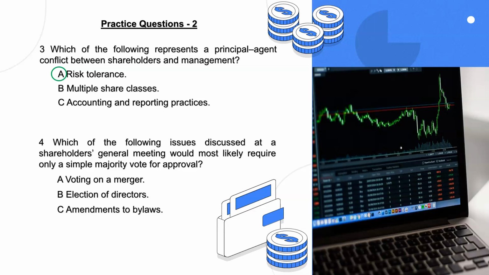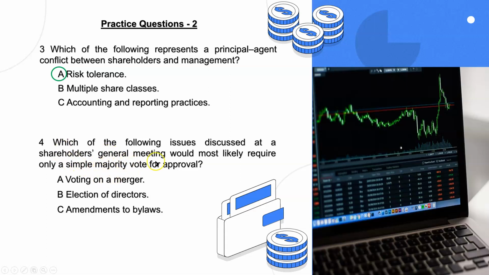Let us see question number 4. Which of the following issues is discussed at a shareholder general meeting? Shareholders meet annually, the general meeting, not an extraordinary meeting, the normal meeting, would most likely require only a simple majority. We know that in the AGM, annual general meeting, we will have a majority. Simple majority means 51% or 2/3, 67%. So which one requires only 51?